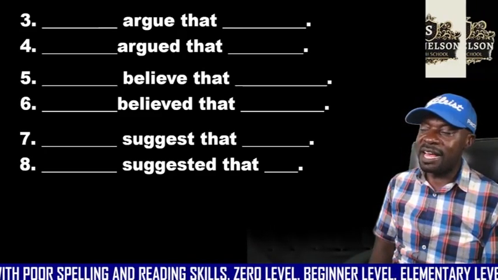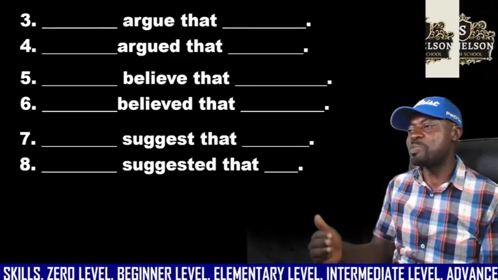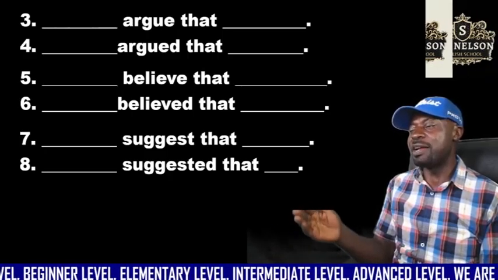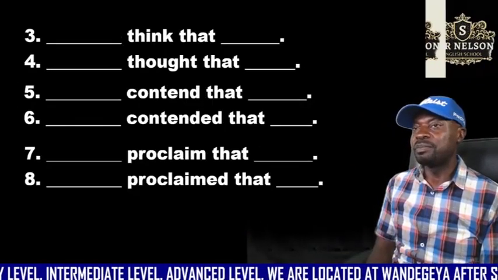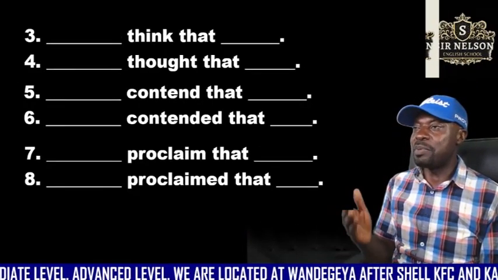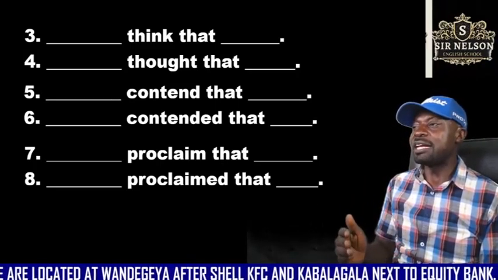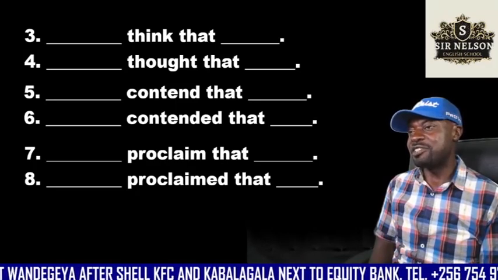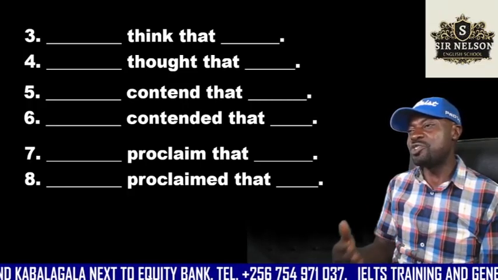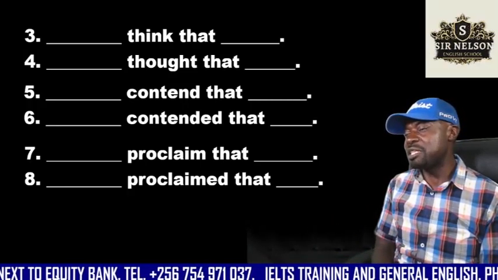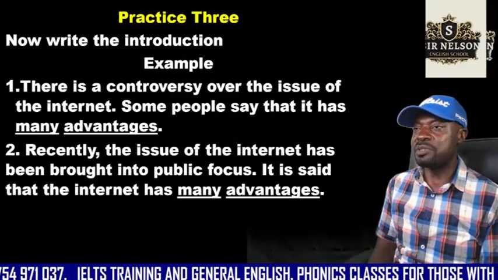Some people suggest that the internet has many advantages. It is suggested that the internet has many advantages. Don't use the word advantages. Go and choose when you're writing this first side. Think that. Some people think that the internet has many advantages. It is thought that the internet has many advantages. Contend, contended, proclaim, proclaimed. Now we are introducing the first side. So it is better to write the sentences in full such that you learn the different verbs.